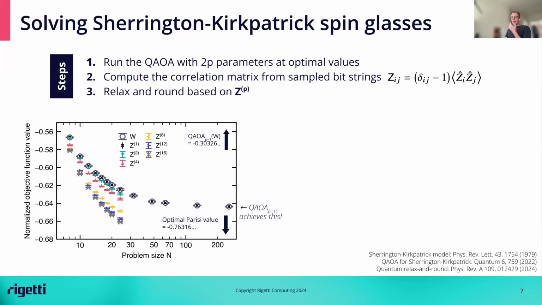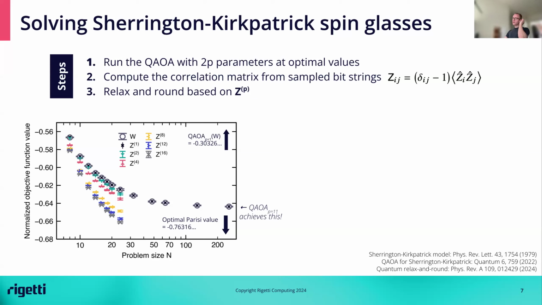We know analytically that QAOA at p = 11 is needed to achieve as well as a classical relax and round strategy. Here we observe that the quantum relax and round based on the QAOA at p = 1 achieves as well as a classical relax and round solver, and so as well as the QAOA at p = 11. So embedding the QAOA at p = 1 into a relax and round strategy does much better than the QAOA alone with the same number of variational parameters.